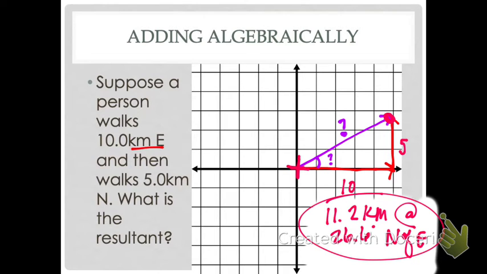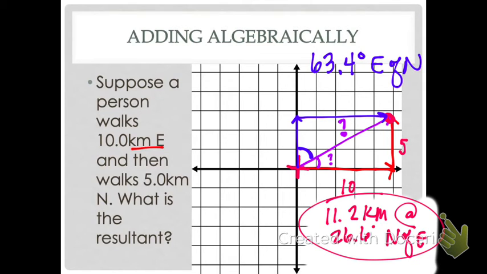Okay, I want to point this out. If I had added my vectors in a different order, if I had gone north and then east, I still get to the same position, right? Hypotenuse is still the same, but what's different? The angle I would find would be 90 minus 26.6, or it would be opposite of 10 over 5. So my angle would come out to be 63.4 degrees east of north.